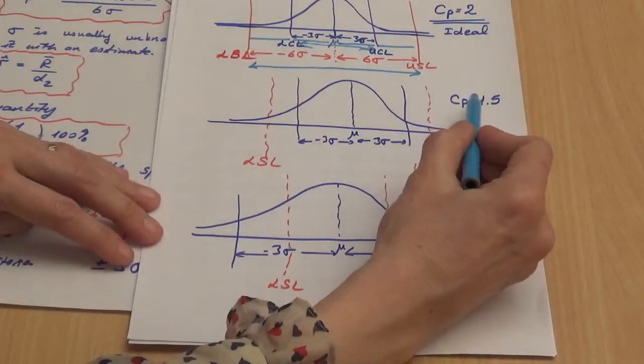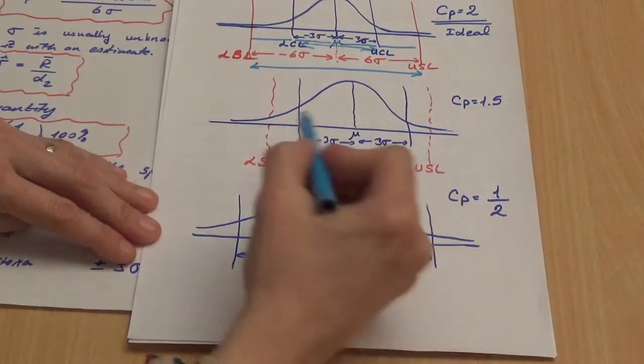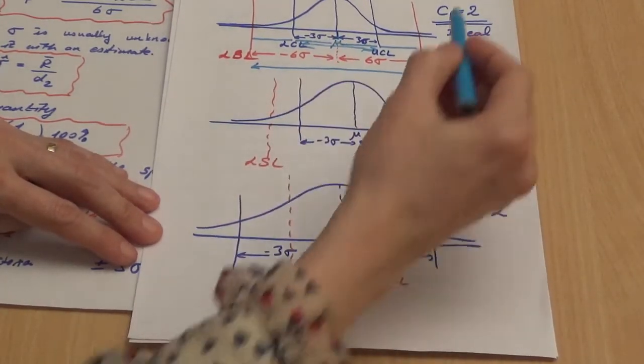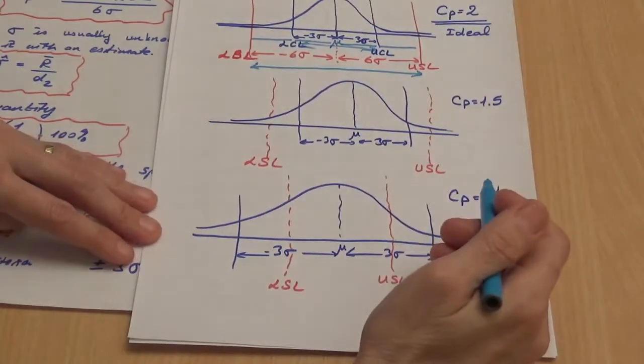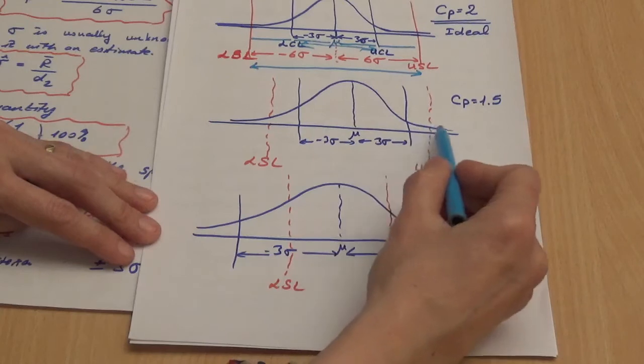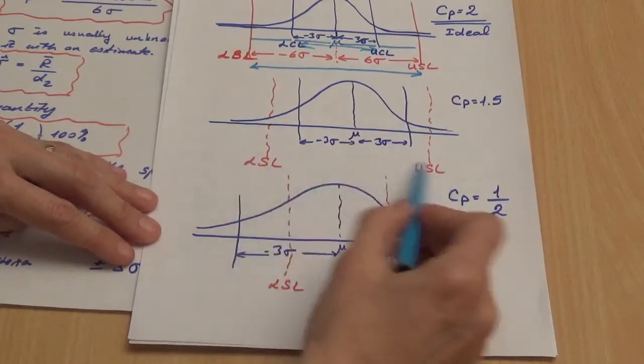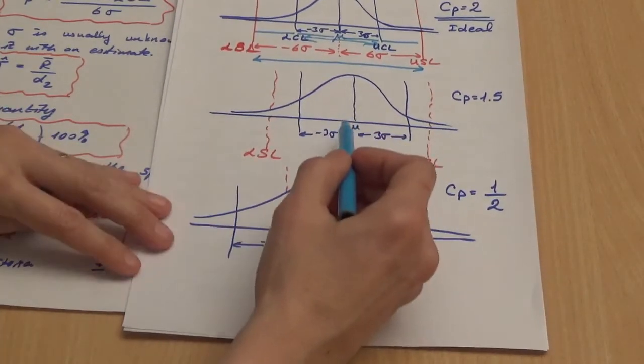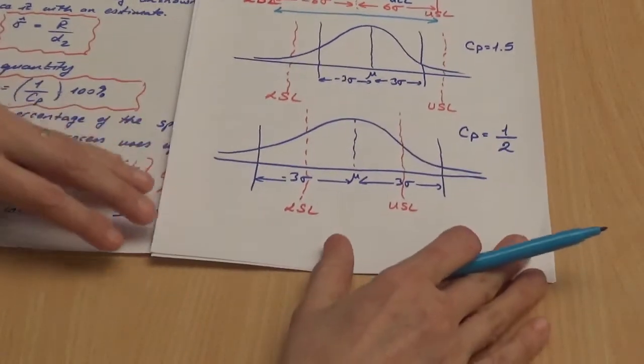For Cp equals 1.5, it is not 2 times, but it is 1.5 times wider, these upper specification limits. So we are producing fine here also.